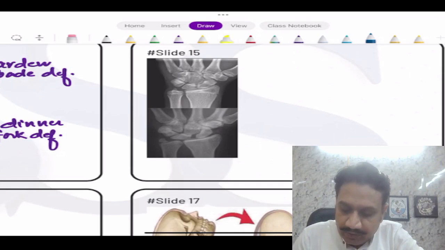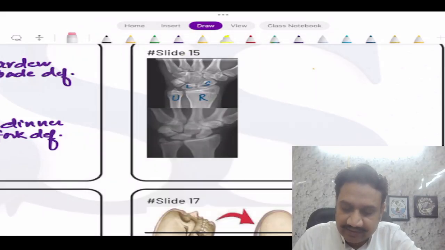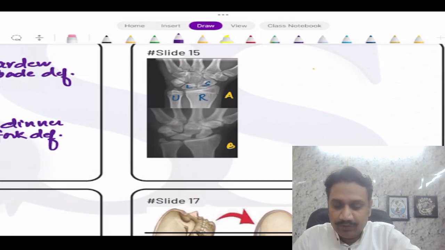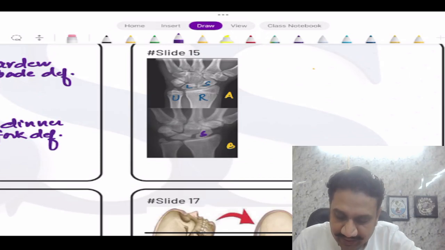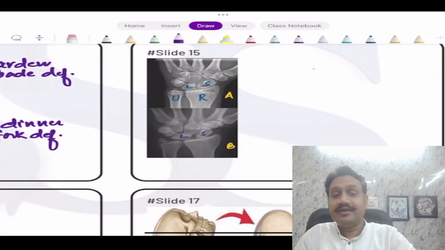Now this is radius, this is ulna, this is scaphoid, this is lunate. You can see in image A, there is not much of a gap between the scaphoid and the lunate, right? That is image A. But when you look at image B, can you make out that the scaphoid and lunate have some space in between? And what do you call that sign? Can somebody name it?